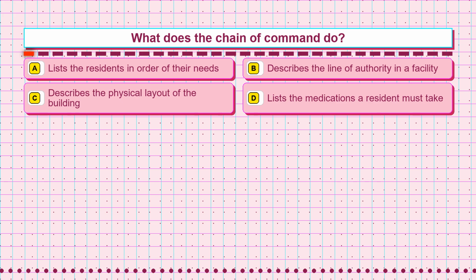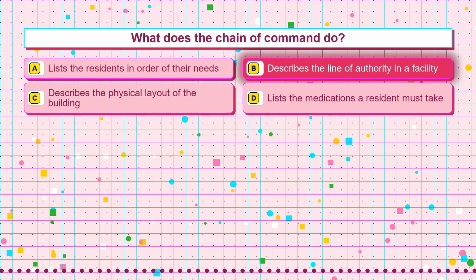Question 1. What does the chain of command do? Option A, lists the residents in order of their needs. Option B, describes the line of authority in a facility. Option C, describes the physical layout of the building. Option D, lists the medications a resident must take.